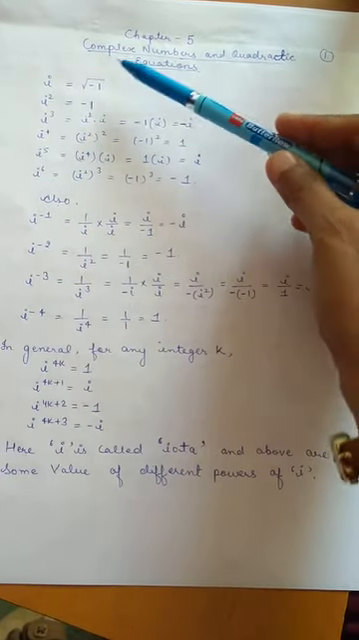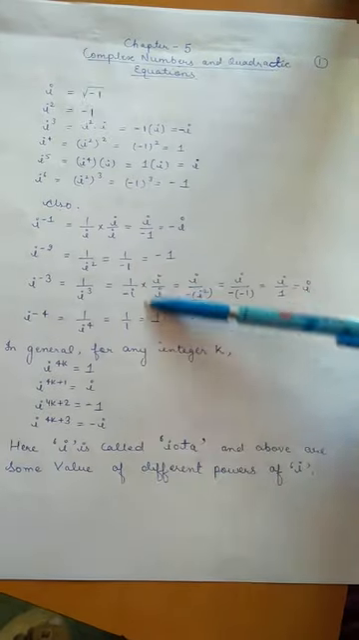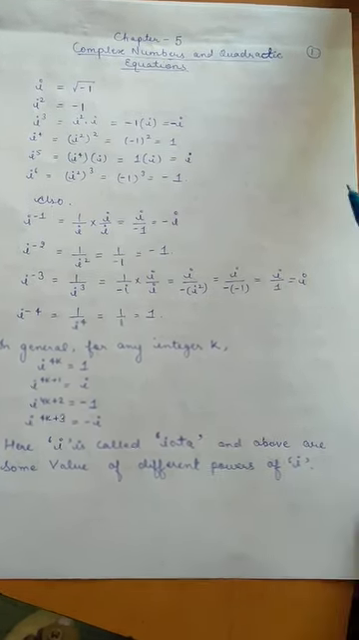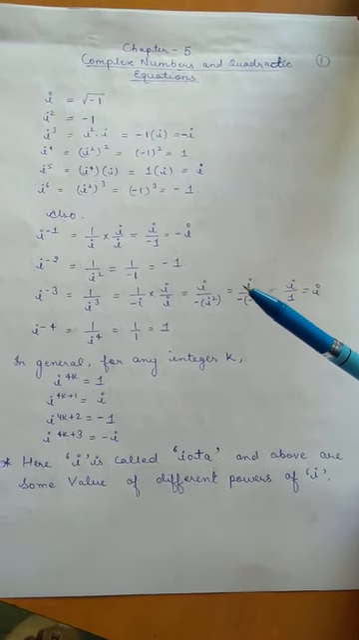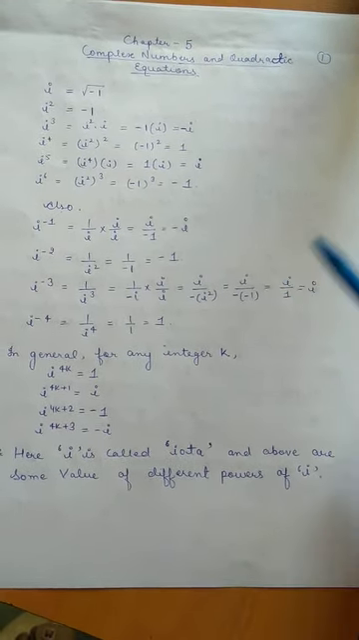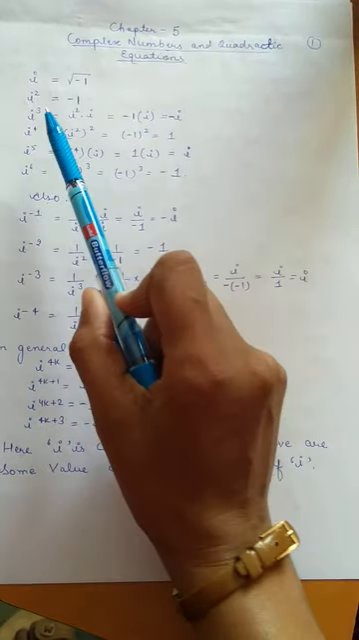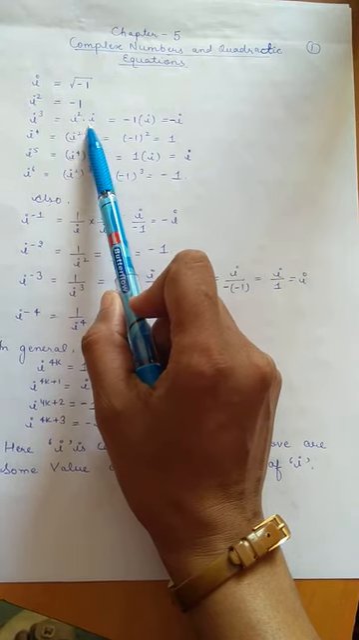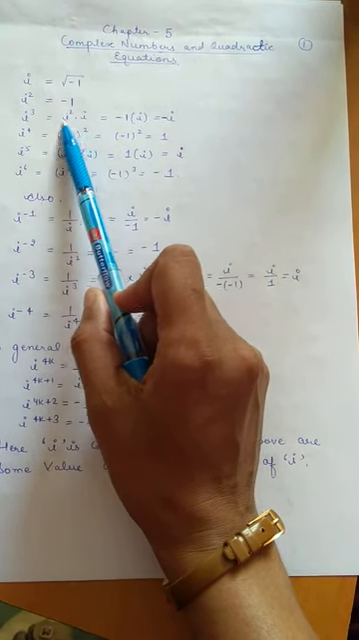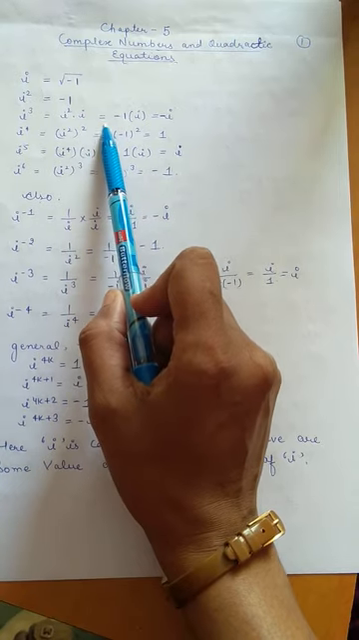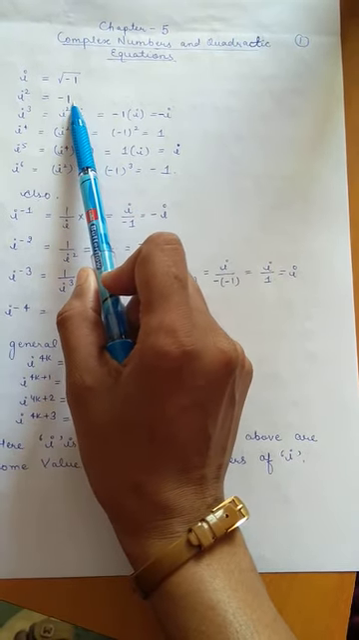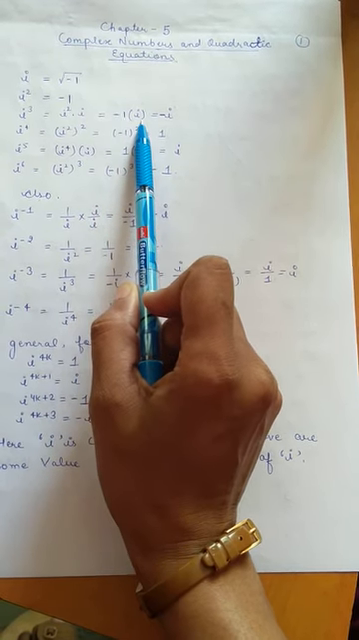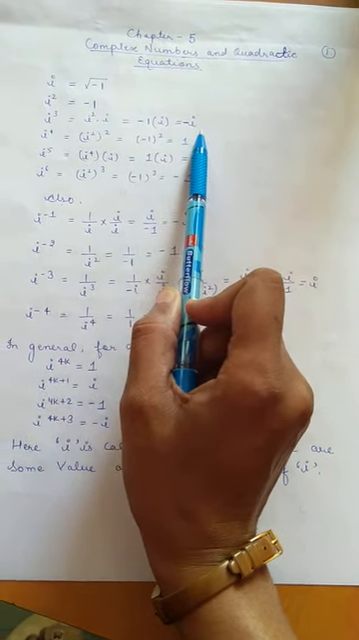Whatever I am discussing from this page, from the first line to the last word, all the things you have to learn. When you learn it, then you will be able to solve your questions in a very easy way. Now बच्चे, after this is iota cubed. Suppose I am finding out this value, then it will be iota square into iota. We already know from here that iota square is -1, so I have written here -1 into iota. That will give you minus iota.